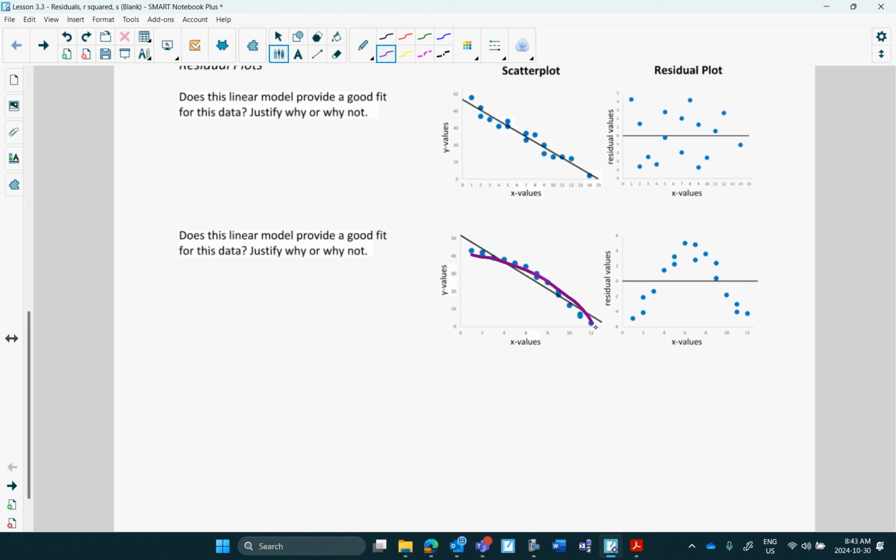So maybe a line is not the best fit. Well, how do we know if a line's not the best fit? Do a residual plot or a residual graph. And notice the residual forms a curved pattern.